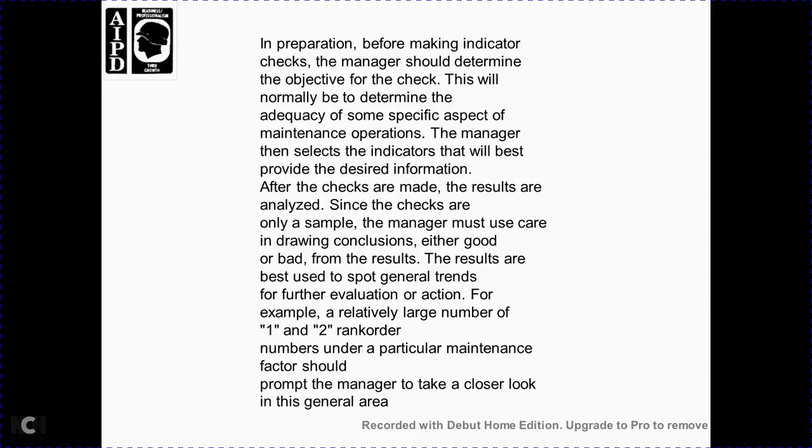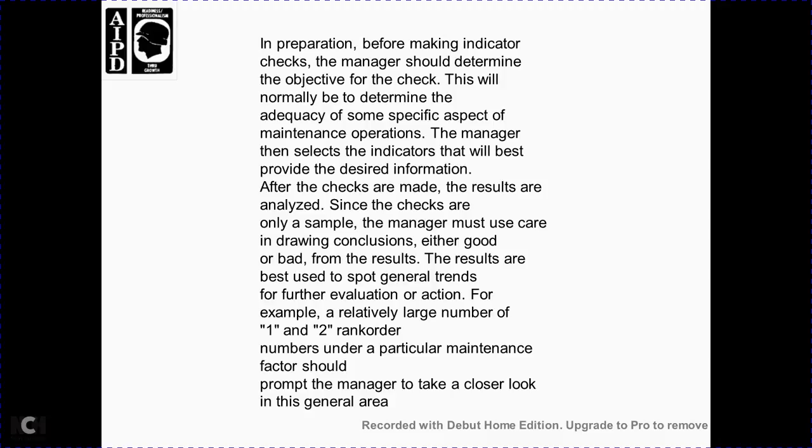In the preparation before making the indicator check, the manager should determine the objective of the checklist. This will normally determine the adequacy of some of the specific aspects of the maintenance operation. The manager then selects the indicator that will work best, provide the desired information, and check that is made with the result of the analyzed sites. They check with their only sample. The manager must use the drawn conclusions, either good or bad, made from the result. The results are best reviewed to spot general trends for further evaluation action.